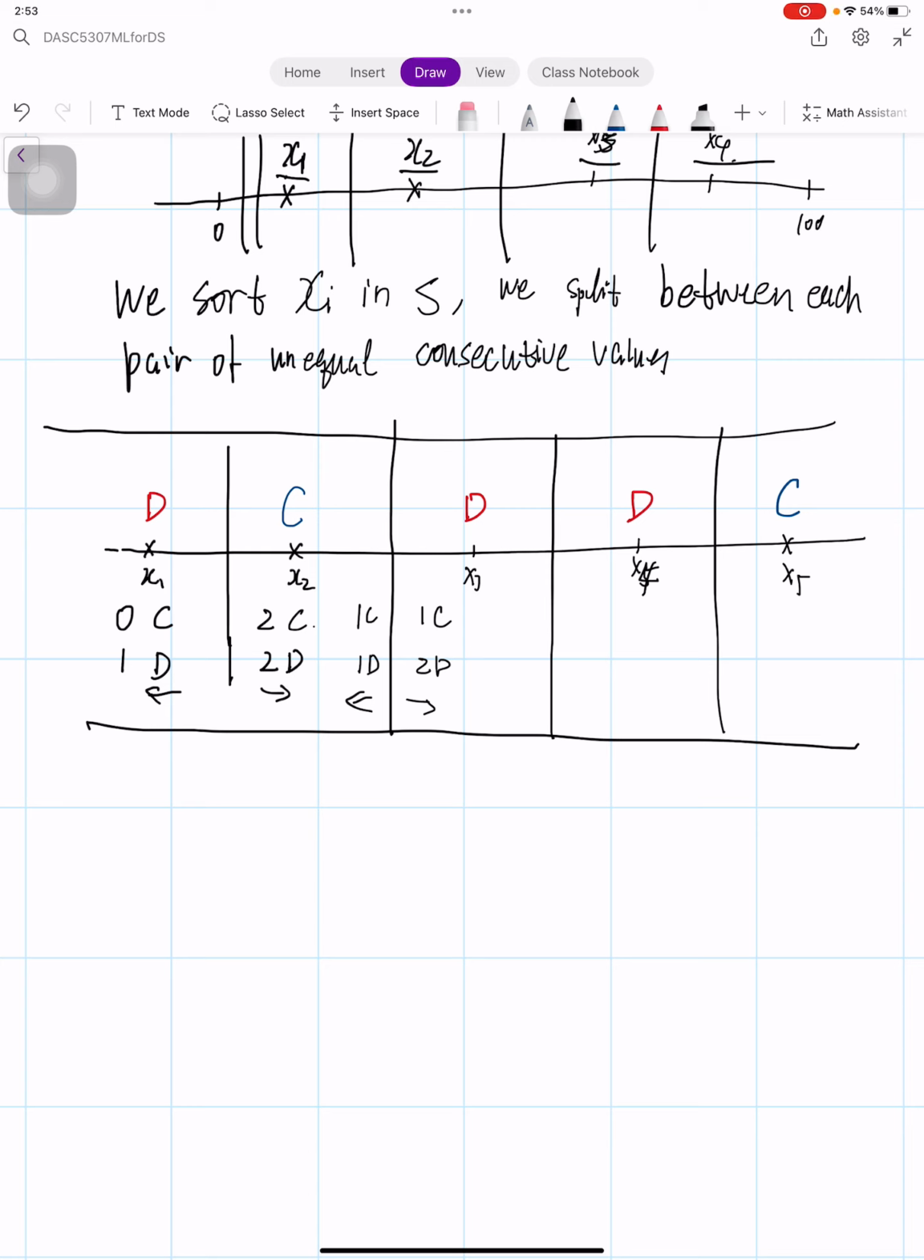And then we can find the split with maximum information gain. The computational cost for this method is just linear, because you find the points linearly in one pass, calculate the entropy, and then find the split with the maximum entropy gain.